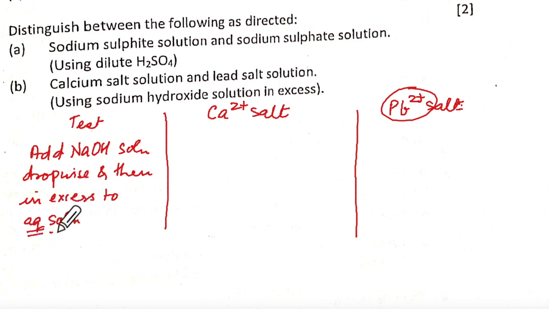Your teacher is looking for this: aqueous solution of each. This is where you take care. If there is a powder, I can't get a precipitate, no? Aqueous solution of each. So NaOH will give me Ca(OH)2, milky white PPT, correct?